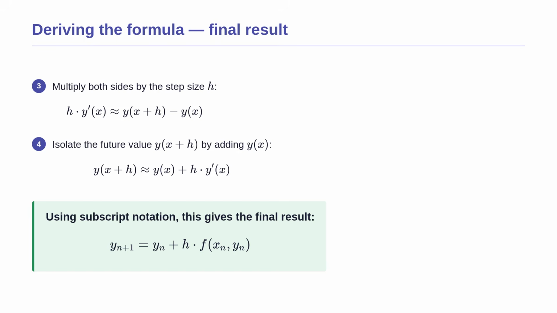Continuing with our derivation, our goal is to isolate the future value, y of x plus h. First, we use basic algebra to multiply both sides of the equation by the step size h. This cancels out the fraction. Next, we add the current value, y of x, to both sides. This completely isolates the future value on the left side. Finally, to make this easier to write for a sequence of steps, we replace the function notation with subscripts, where n plus 1 is the next step and n is the current step. This gives us the final famous formula for Euler's method.